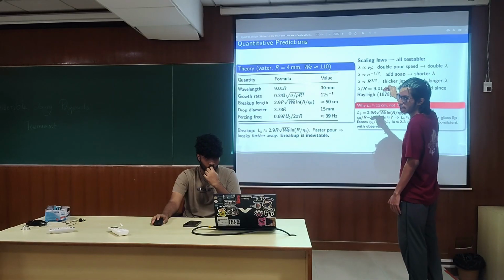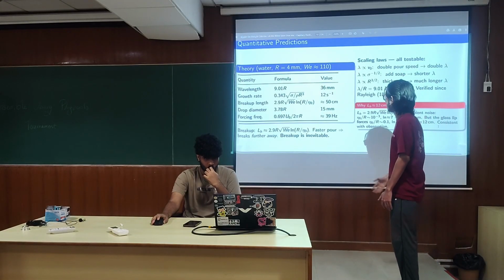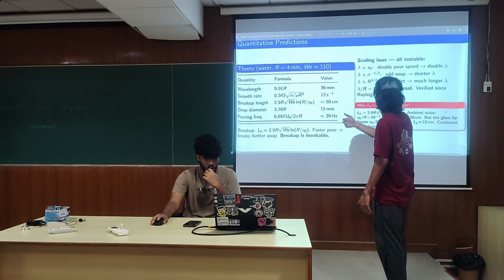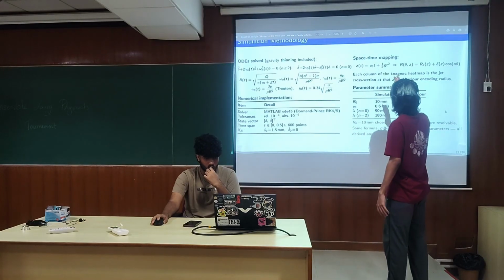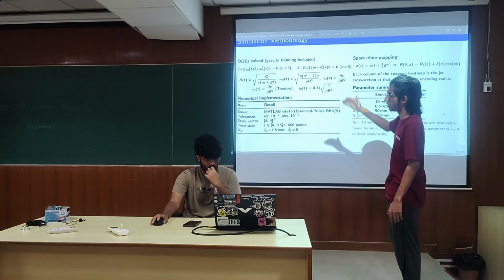These are all the scaling laws that can be implied and can be done in experimentation. And these are the variables that we have used. Move to the next. And here this is the simulation methodology. A short note on the simulation methodology and the ODEs that we have created.